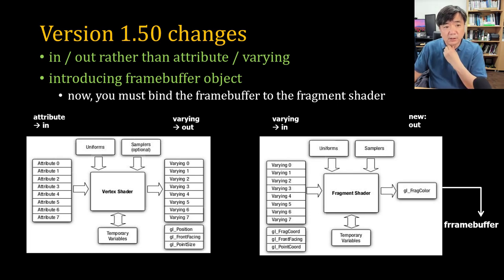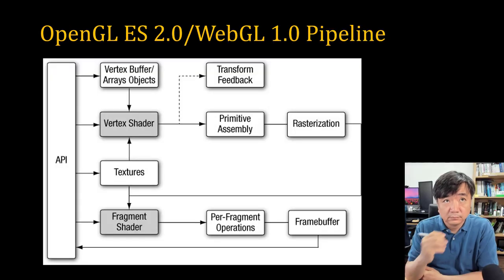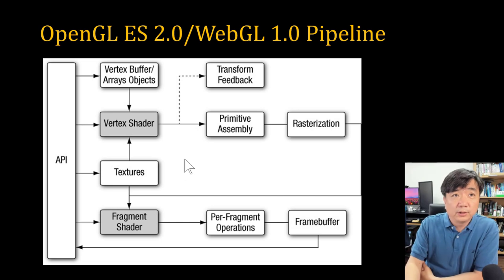And in OpenGL ES 3.0, there are other kinds of shaders. For example, the compute shader is included in OpenGL ES 3.0. So it must be different from OpenGL ES 2.0. Okay, let's learn shading language.